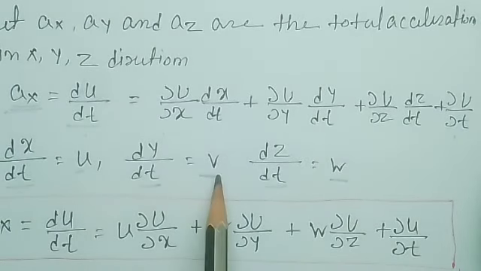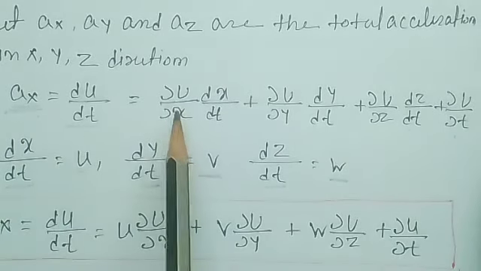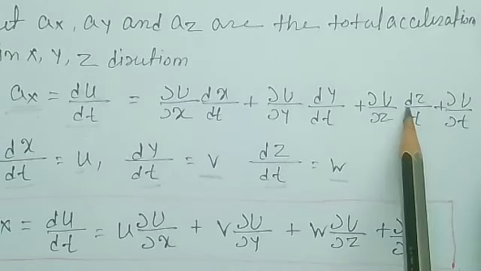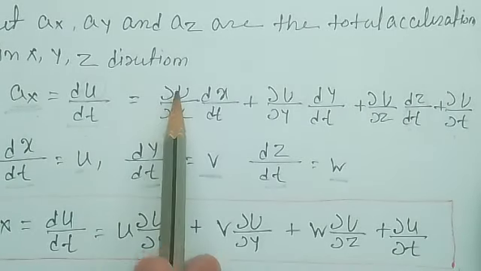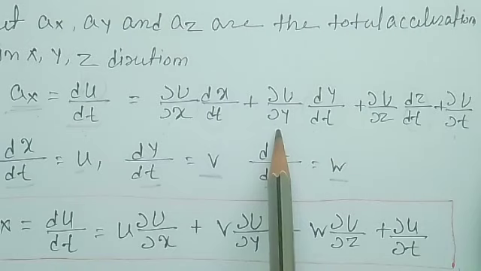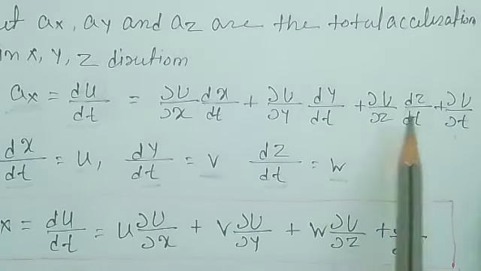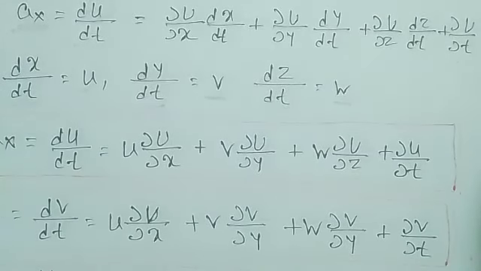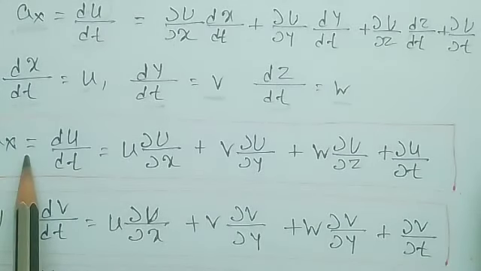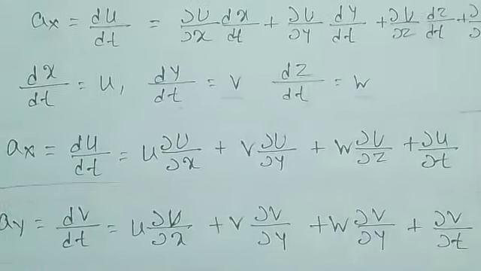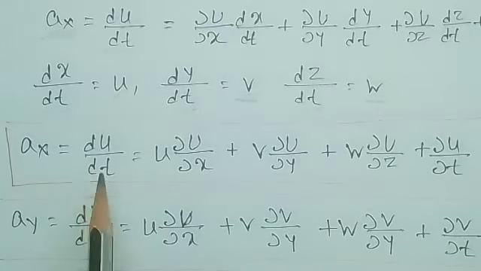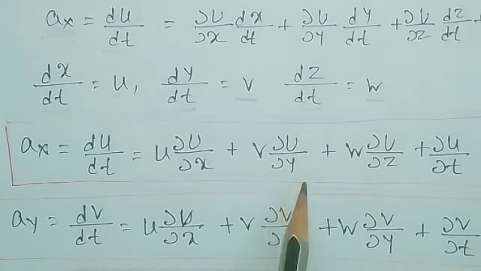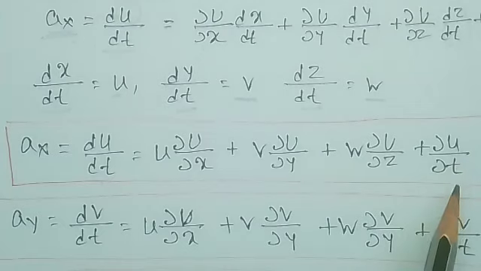So from this data, the equation can be written: dx by dt is u, dy by dt is v, and dz by dt is w. So the equation will become u into dou u by dou x plus v into dou u by dou y plus w into dou u by dou z plus dou u by dou t. So this is what you have, the acceleration in x direction, that is ax is equal to du by dt, that is u dou u by dou x plus v dou u by dou y plus w dou u by dou z plus dou u by dou t.